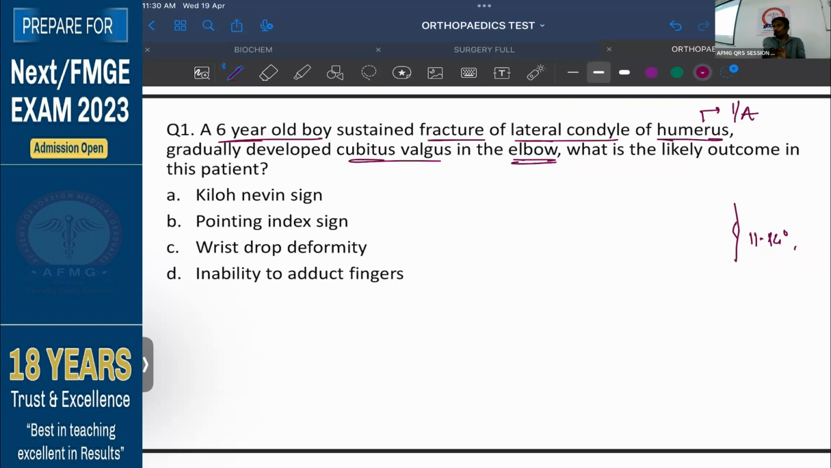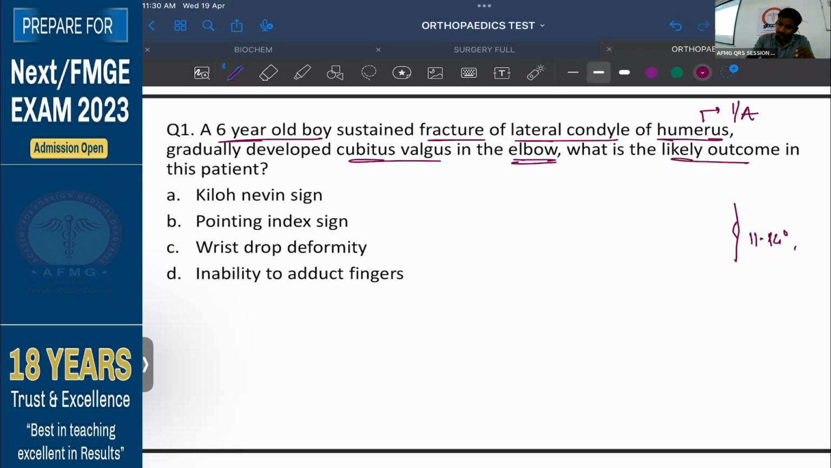And when the lateral condyle becomes small, what else happens? Growth normally keeps happening here. So the medial condyle will grow in size, but the lateral condyle does not grow in size. If the lateral condyle does not grow and only the medial condyle keeps growing, what will happen? The distal portion will be pushed outwards. That is cubitus valgus deformity. And why is this happening? Due to growth of the medial condyle of the humerus. Remember this term.